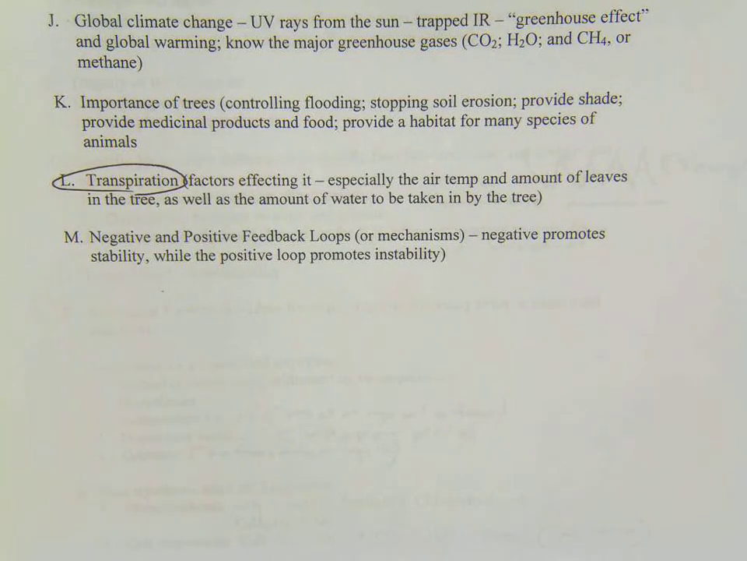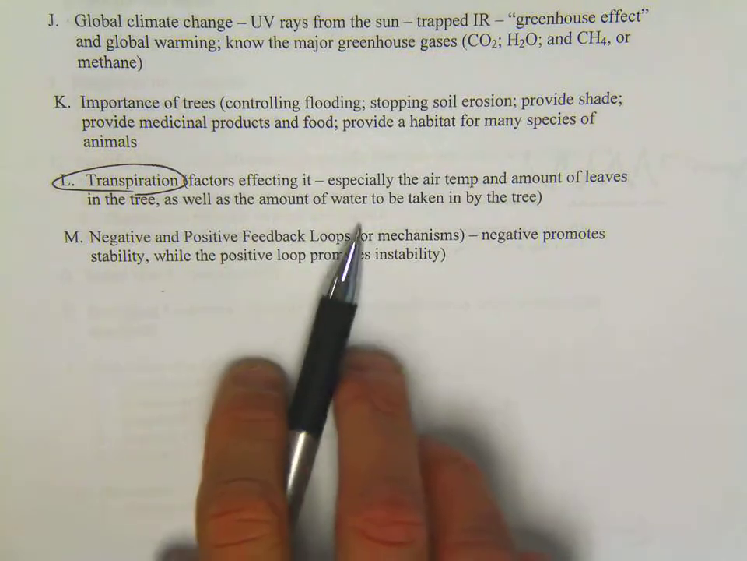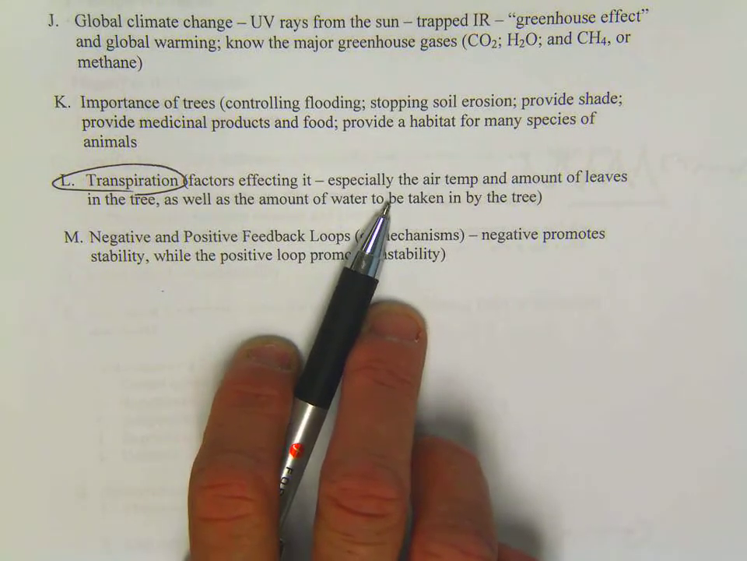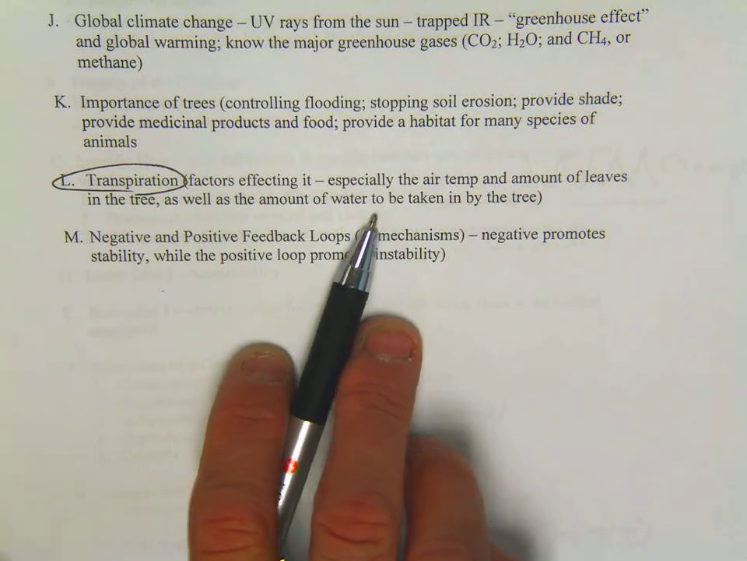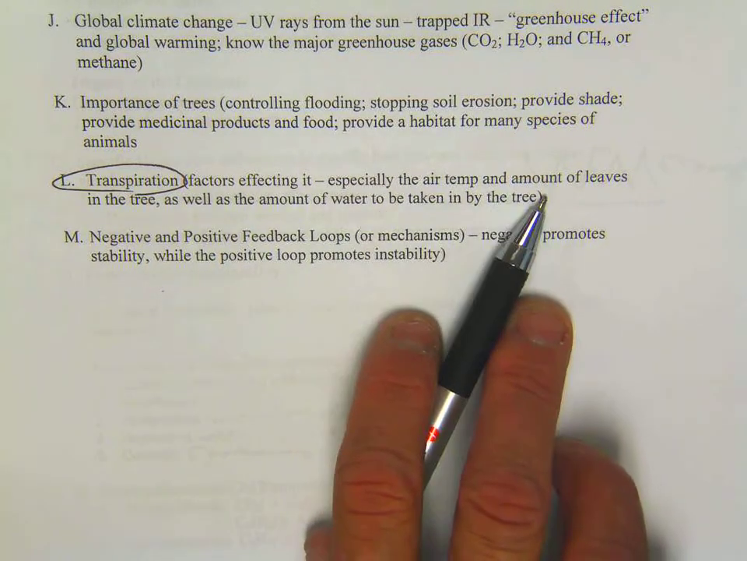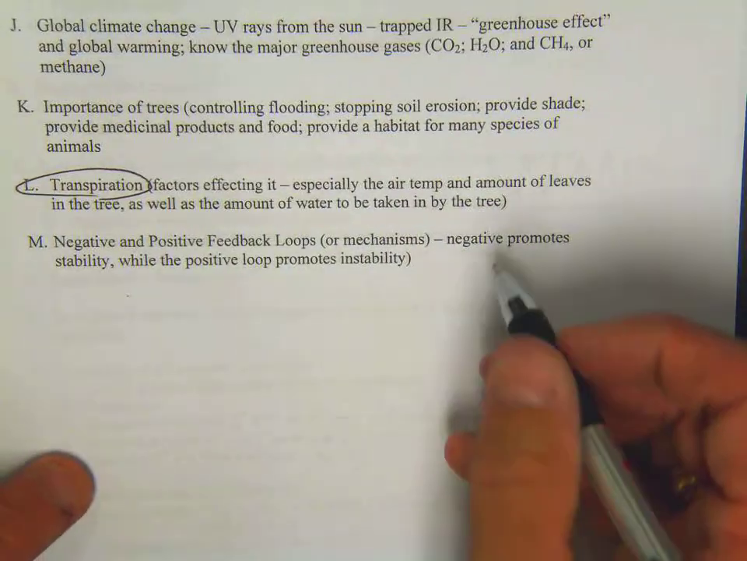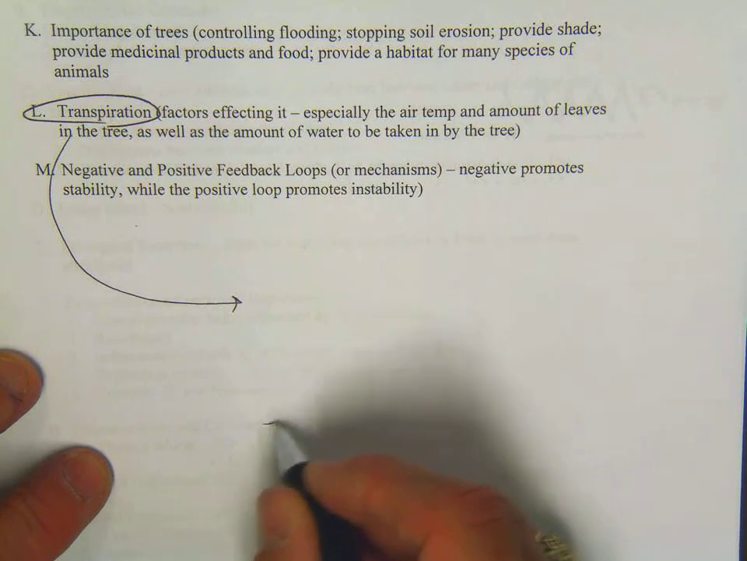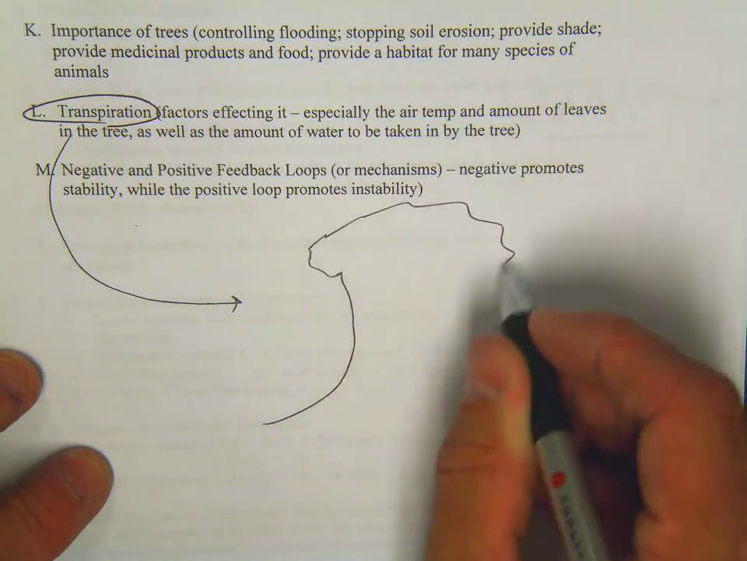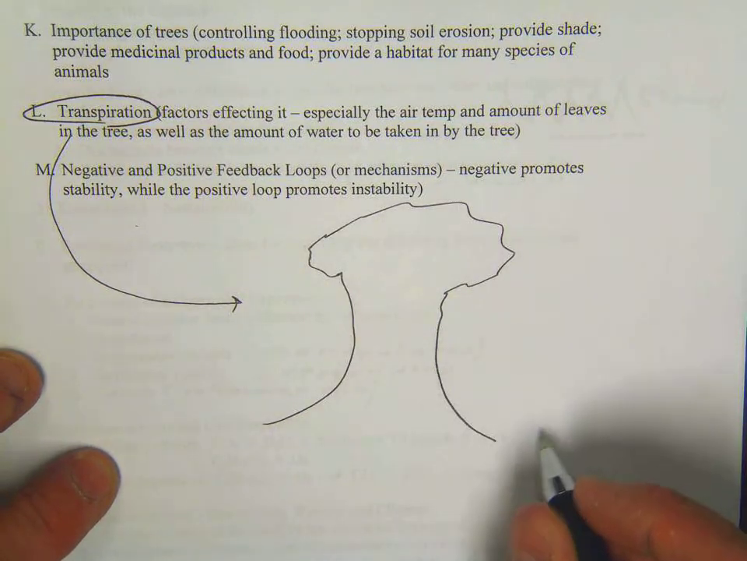Factors affecting transpiration. Air temperature. If the air is warm, it can hold more moisture. That means the tree can transpire more. The amount of leaves. Remember, transpiration, by the way, I'll just draw it down here. And we can review this week, but we had this illustration earlier. Here's my tree transpiration.